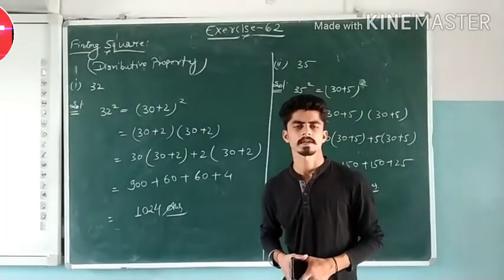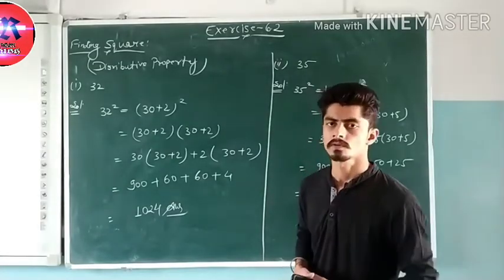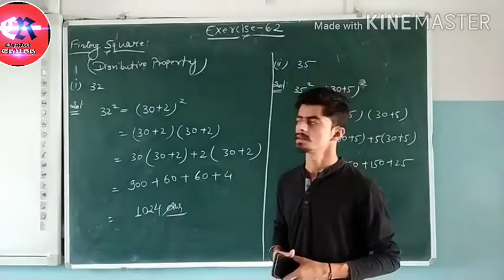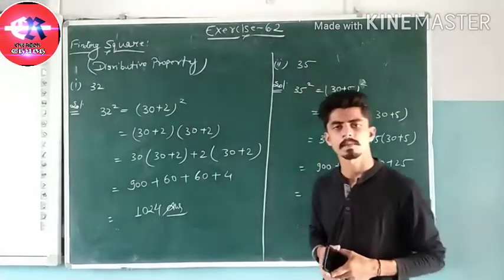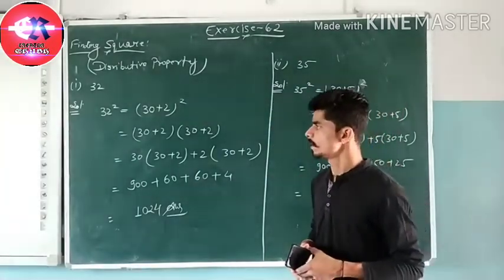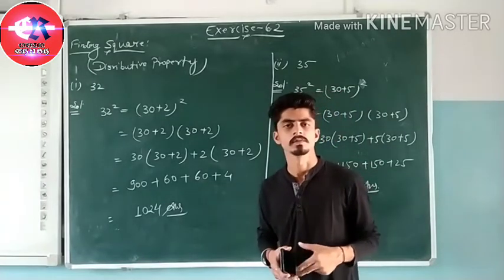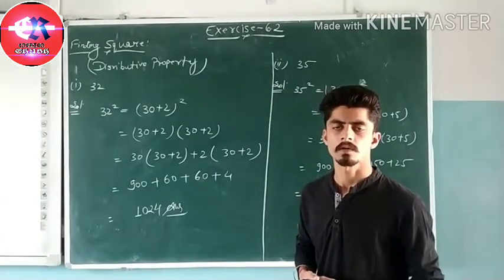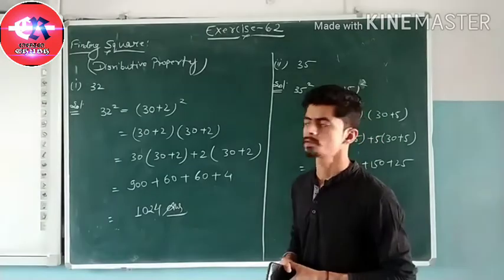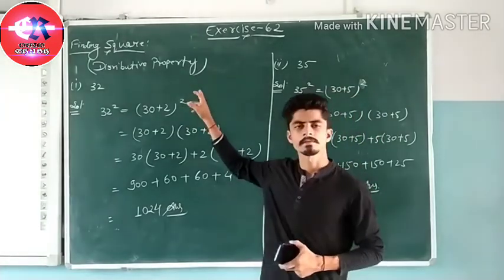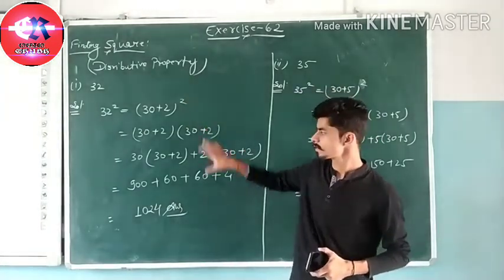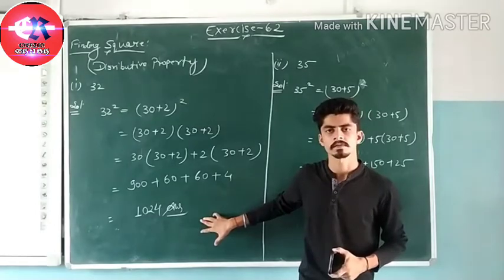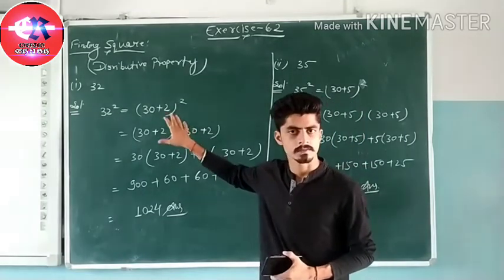We are going to start exercise 6.2. Before starting the exercise, there is a topic which is squaring a number. How do we find the square of a number? We have to find it by the distributive property, and there is a question which is the first question of 6.2. So let's start the 6.2 exercise.